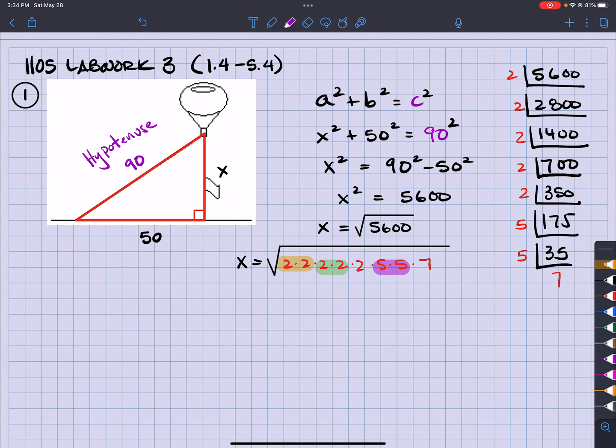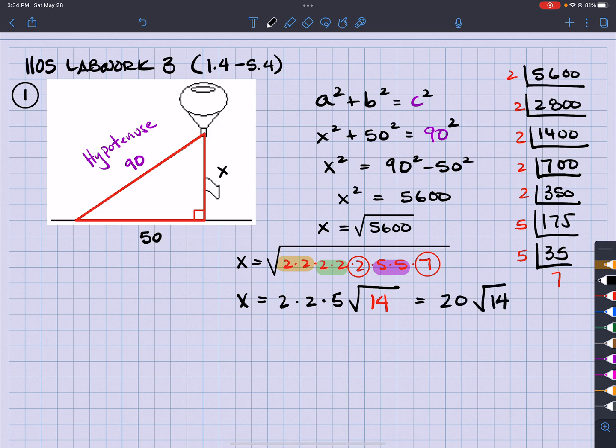So x is going to equal 2 times 2 times 5, times the square root of what's left over. So if you look at what's left over, we got a 2 and a 7. And 2 times 7 is going to be 14. And so therefore x is going to equal 2 times 2 times 5, which is 20, square root of 14. And that, ladies and gentlemen, is choice C.